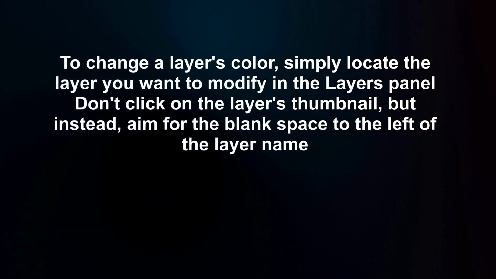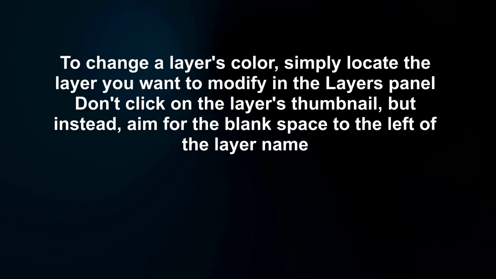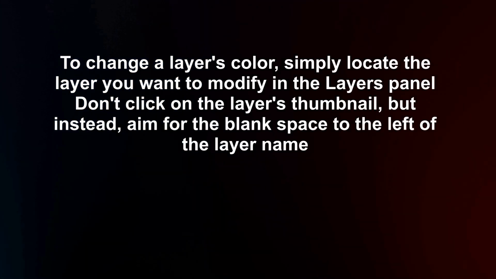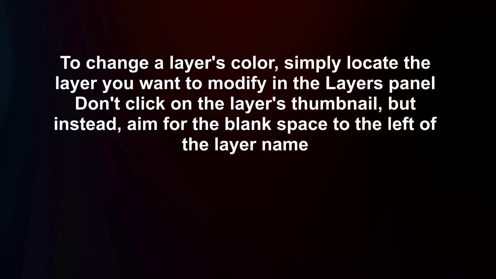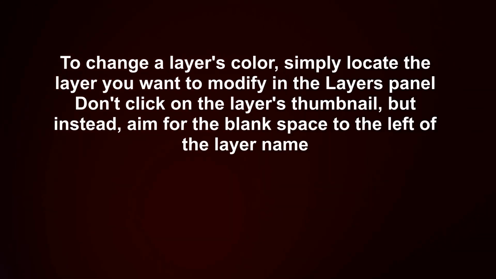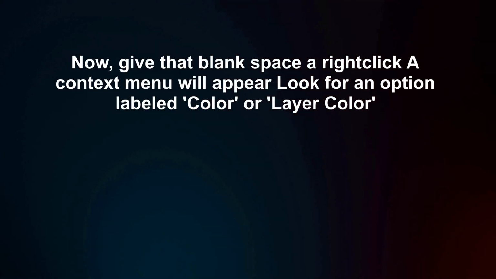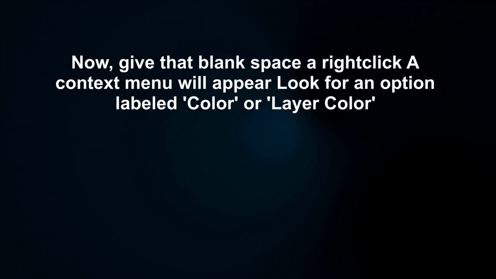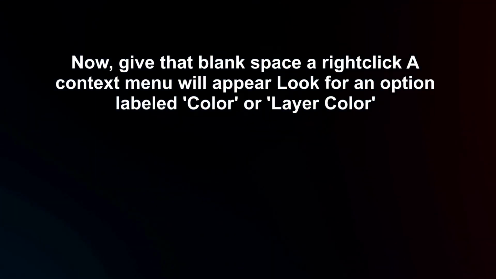To change a layer's color, simply locate the layer you want to modify in the Layers panel. Don't click on the layer's thumbnail, but instead, aim for the blank space to the left of the layer name. Now, give that blank space a right-click. A context menu will appear. Look for an option labeled Color or Layer Color.